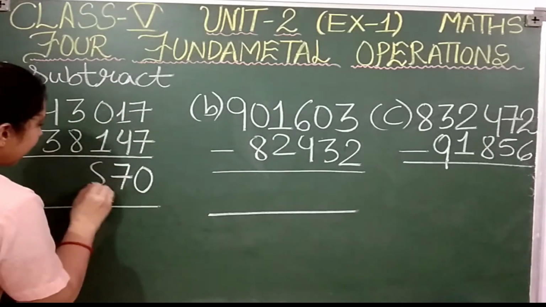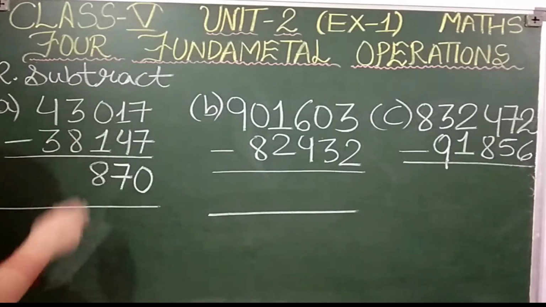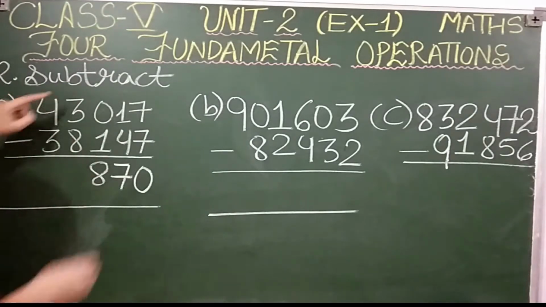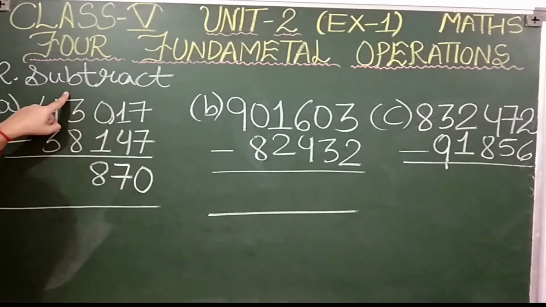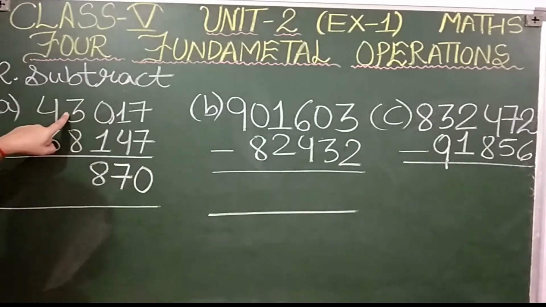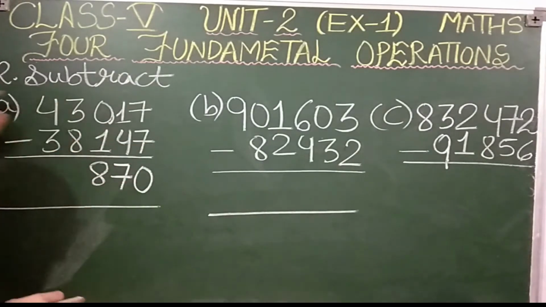9 minus 1, 8. Then 2. Why 2? Here it will be 2. Reason: as it was 0, you made it 10 by borrowing 1 from this side. So that's why, if 3 will give 1 to the next side, then it will have 2 only. 2 is left here.